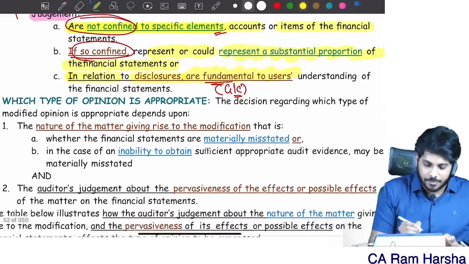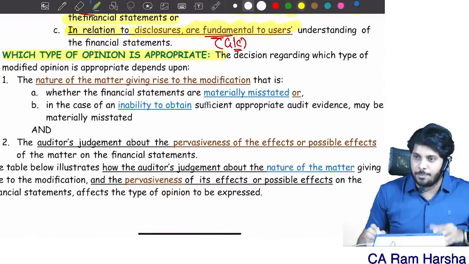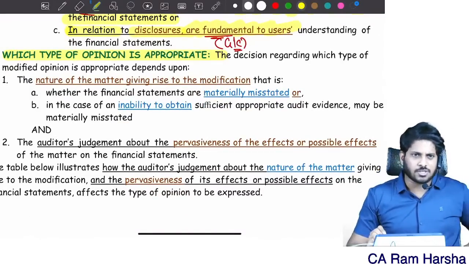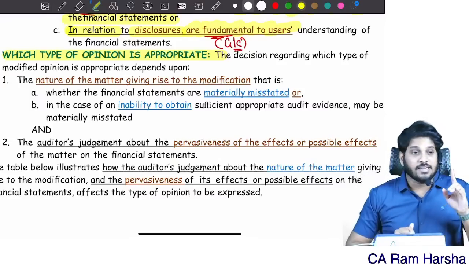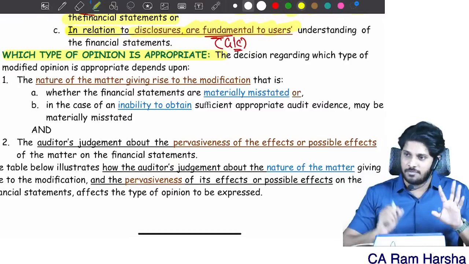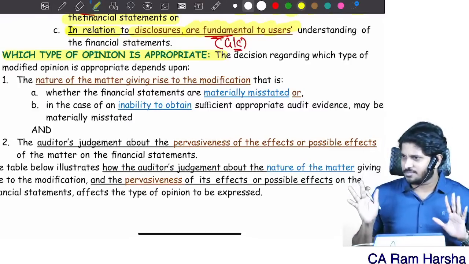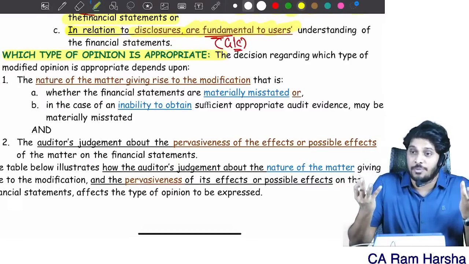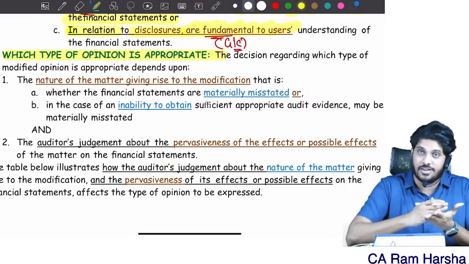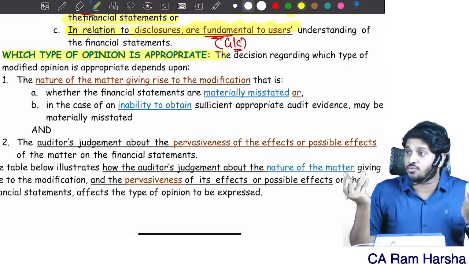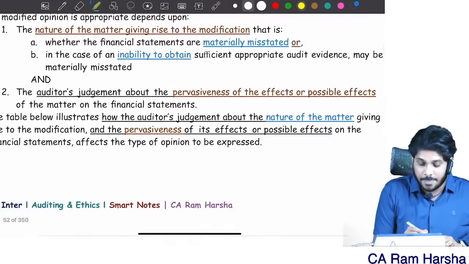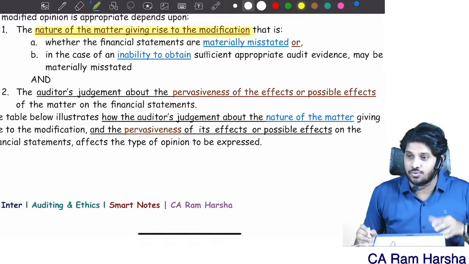So this is what pervasive means. So tell me, ultimately, which type of opinion is appropriate? Like we know, if we are unable to get evidence, we have to modify the opinion. If we find material misstatement, we have to modify the opinion. We know that. Now, which type of modified opinion? Because within the modified opinion, qualified is there, adverse is there, disclaimer is there. Which type of modified opinion is appropriate? It depends upon the nature of the matter giving rise to modification.